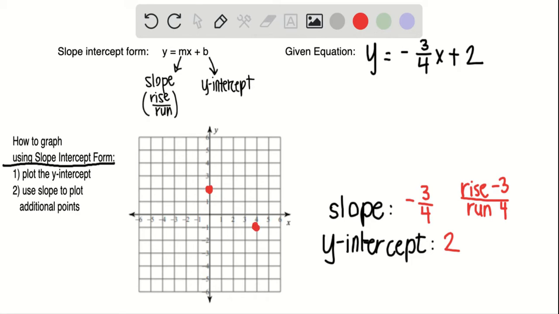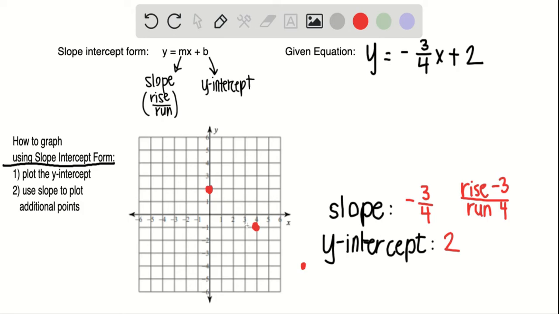You can continue this same pattern by still going from the point you just plotted, rising negative 3 or down 3, 1, 2, 3, and then running 4. But if you notice, if I run for 1, 2, 3, 4, the point's going to end up going off the graph, but it'd be somewhere right there.